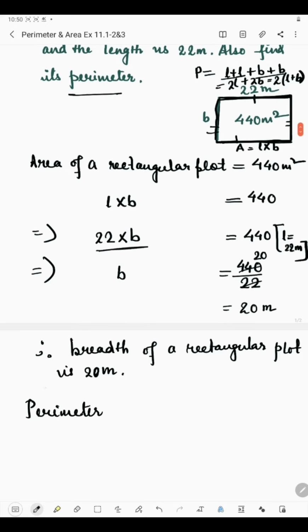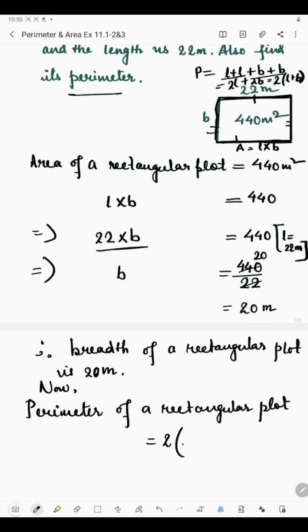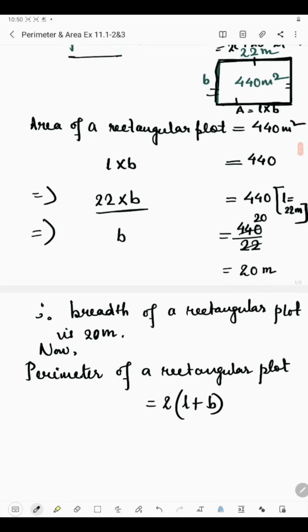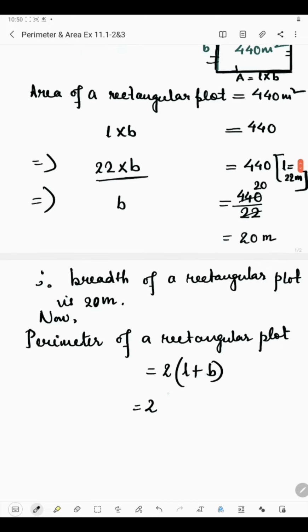So the perimeter of a rectangular plot is 2 into length plus breadth. Now length is 22 and breadth is 20. Just now we have got that the length given to us, 22 meter, is the length of the rectangular plot, and the breadth we have just now found, which is 20 meter. So we have just put these in place of L and B.